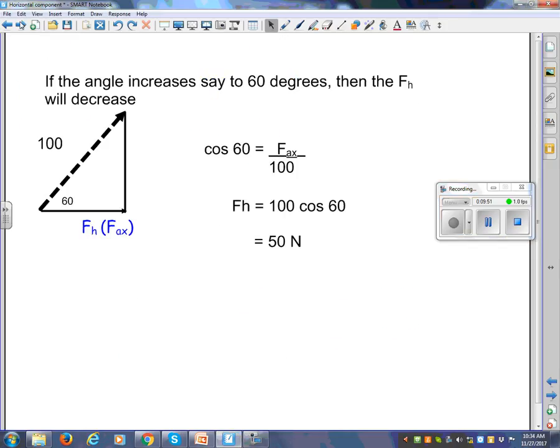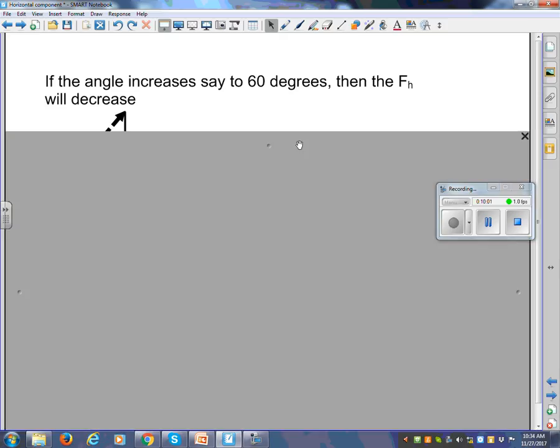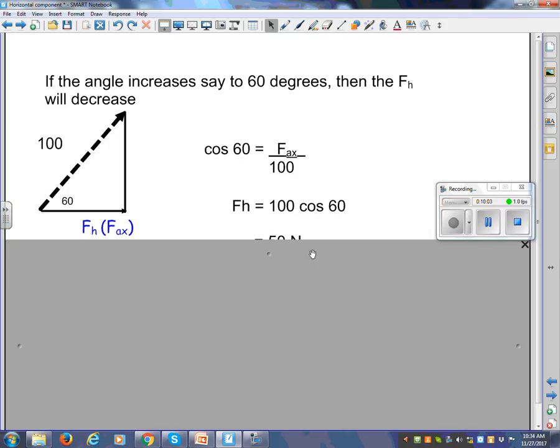Okay, so if the angle, say, increases to 60 degrees, what happens to the FAX? Will it get more or will it get less? How come less? Yeah, not as much force as sideways, right? If it's up to 60 degrees, the FAX will decrease.